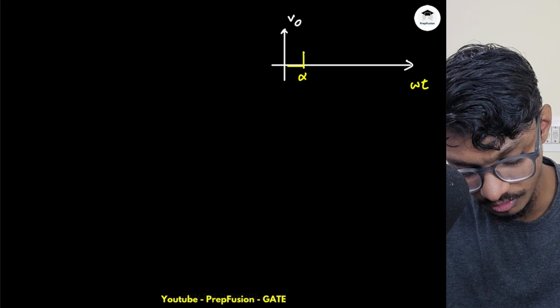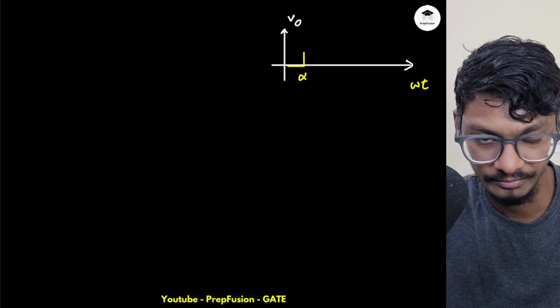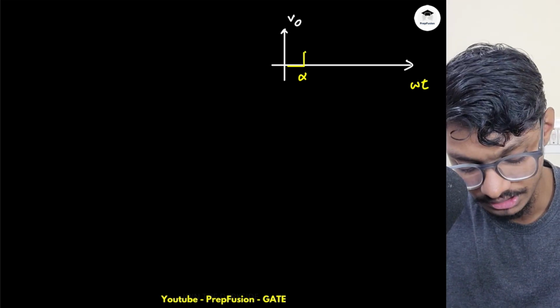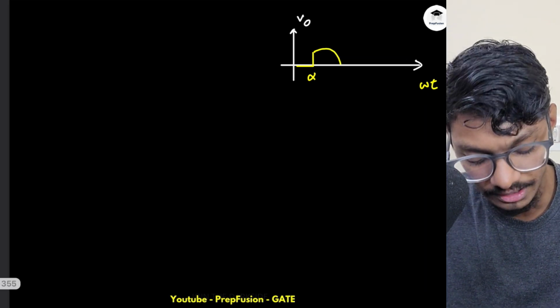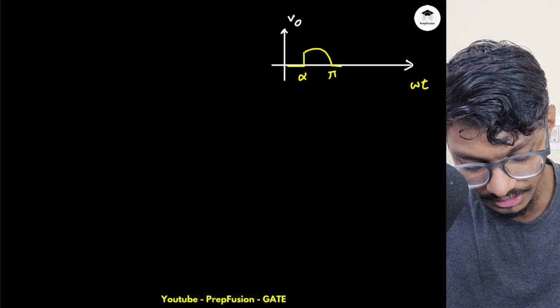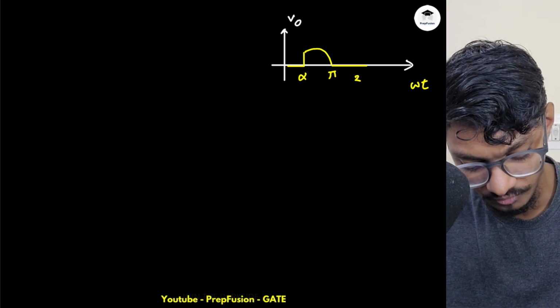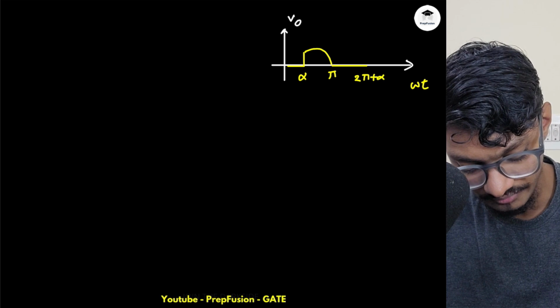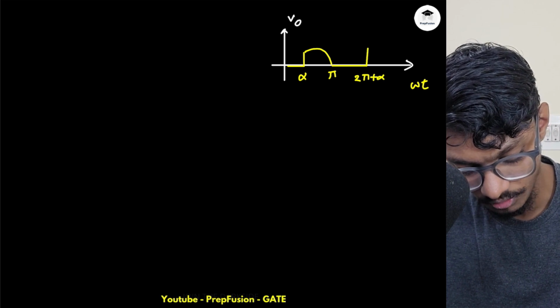Omega t goes to alpha. Suddenly it will turn on. So VO will be equal to VS. Before that, current was 0, so voltage was 0. Then it will follow the supply. Then again at omega t equals pi, the SCR will be naturally commutated, so it will turn off. Then again this same cycle will be followed until 2 pi plus alpha. Then again it will turn on, and so on.